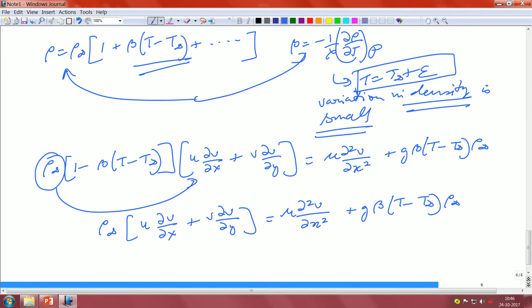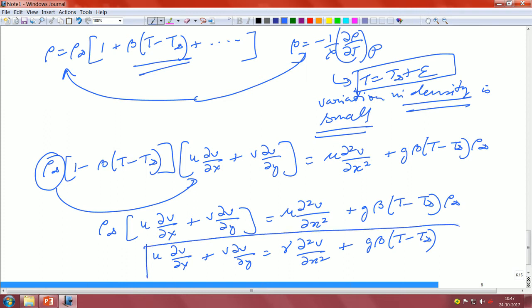Now, if you divide out with the density term, what you will get is u dv/dx plus v dv/dy, and this becomes your kinematic viscosity. Kinematic viscosity is still given by rho infinity. This is given by g beta (T minus T infinity), that is what you should get. So, that is the expression that you have. The entire momentum equation kind of sandwiches and becomes exactly like this.